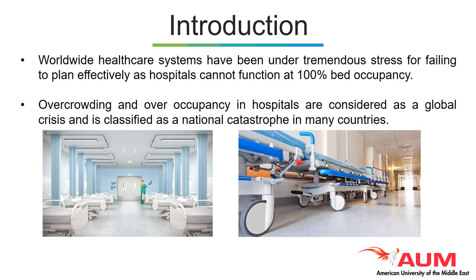In addition, overcrowding and overoccupancy in hospitals are considered a global crisis and are classified as a national catastrophe in many countries. One of the main factors of overoccupancy rates is the poor capacity planning of beds required. Planning the bed capacity must take into consideration the reasons and causes that affect the load increase in hospitals. One important reason is the divergence between the patient flow through beds, available beds, and the demand.